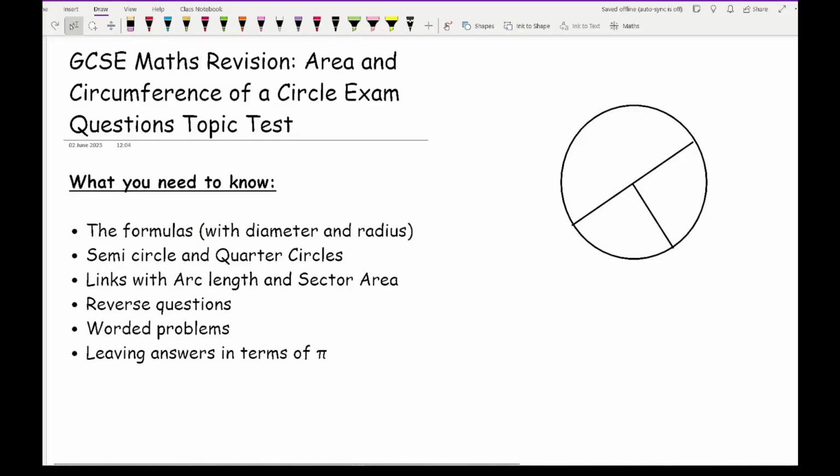Now before we get started, let's just have a quick overview over what it is we need to revise when revising this topic. So the first thing is you need to know the formulas, and the formulas are not given to you in the exam.